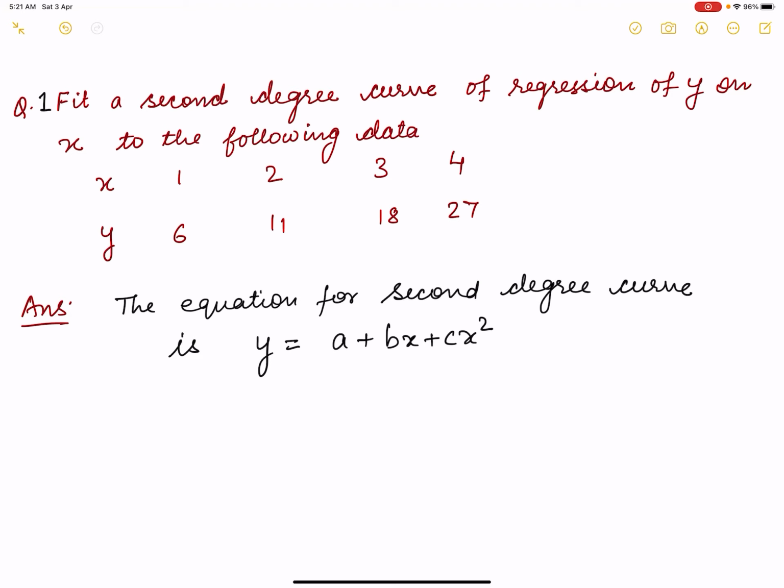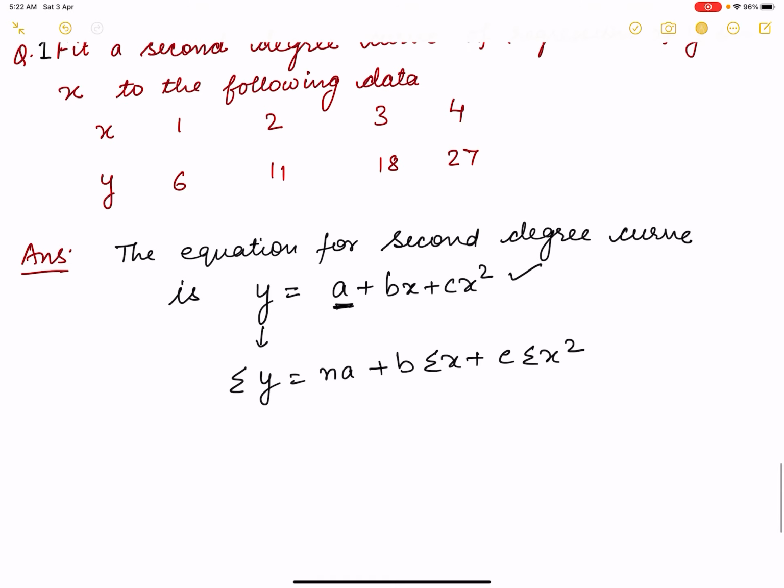We had written the equation for the second degree curve. Now we have to write the normal equation. In order to write the normal equation, what we have to do is put summation on this equation. We'll get sigma y, and if we add a n times, what will it become? It is na plus b sigma x plus c sigma x square.